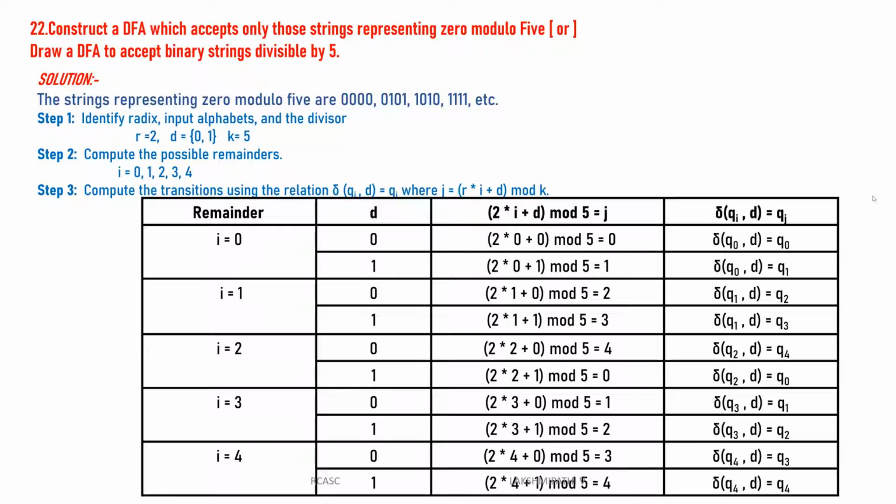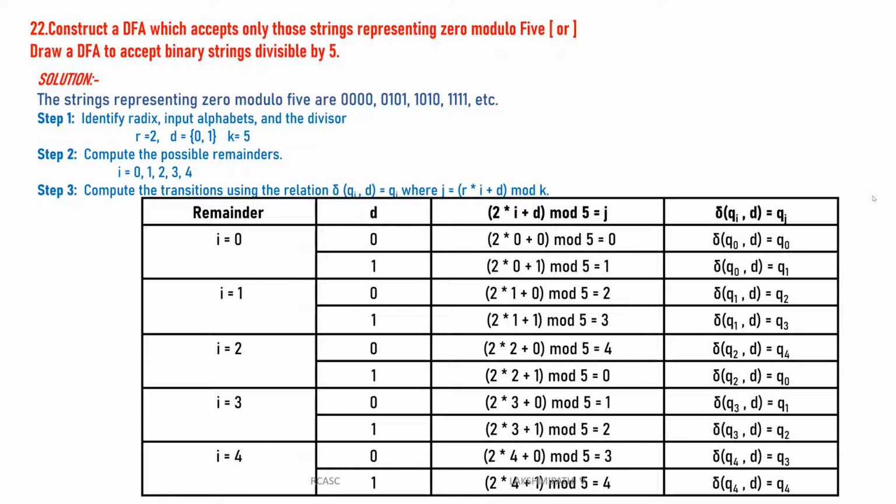One more thing, you can check this table. What does this table mean? We clearly mentioned how we can calculate the transition: the transition of q of i comma d is equal to q of j. To calculate j, i is already given, d is already given, k is already given. We only need to calculate j. j is calculated as 2 into i plus d, modulo k. This is the way we can find the states of the divisible by k module.